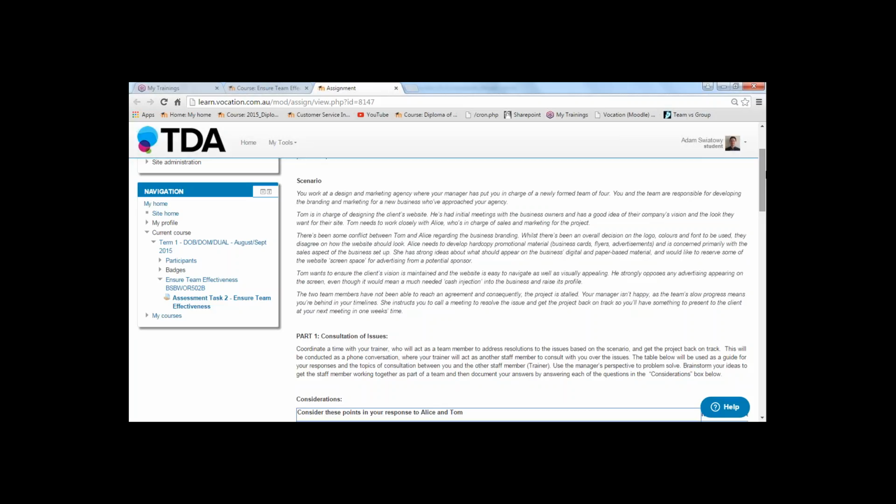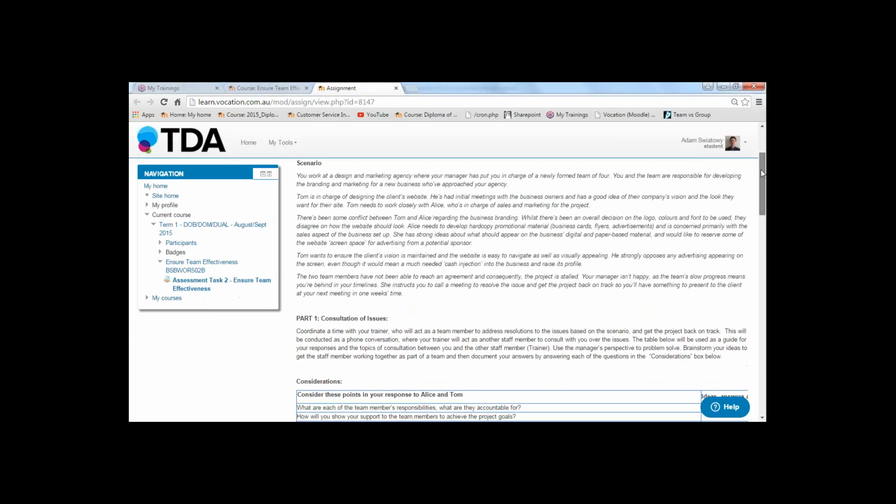Your manager isn't happy. The team's slow progress means that you're behind in your timelines. The manager instructs you to call a meeting to resolve the issue and get the project back on track so that you'll have something to present to the client at your next meeting in 1 week's time. That's the scenario.